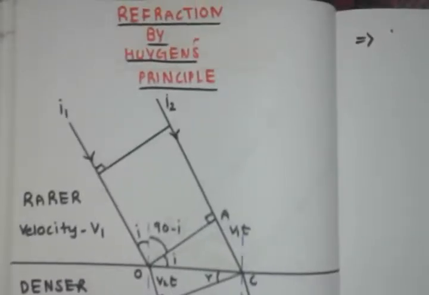Hey guys, in the last video we proved reflection of light, that is the law of reflection of light, i is equal to r, by Huygens' principle. Today in this video we're going to prove refraction with the help of Huygens' principle. If we are able to prove reflection and refraction, half of which is done, we can essentially say that the wave theory of light is absolutely right. So let's move on to the figure of this particular derivation.